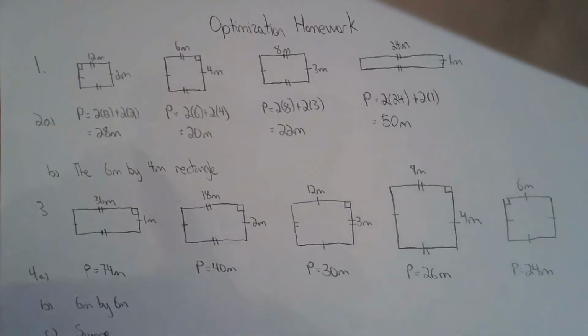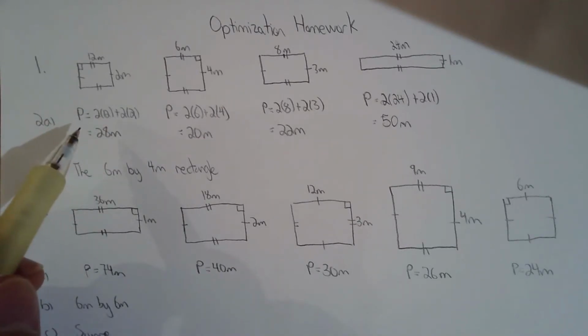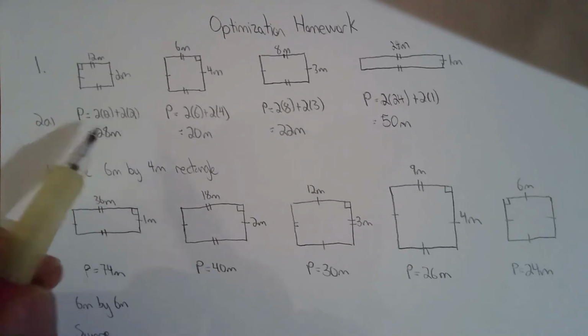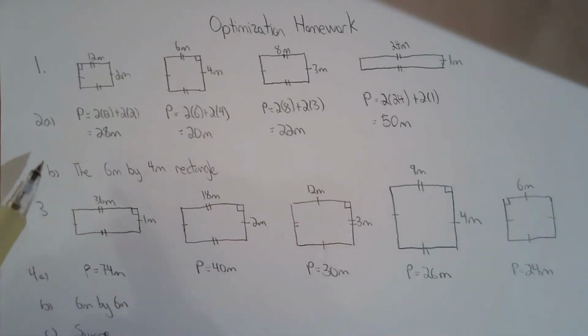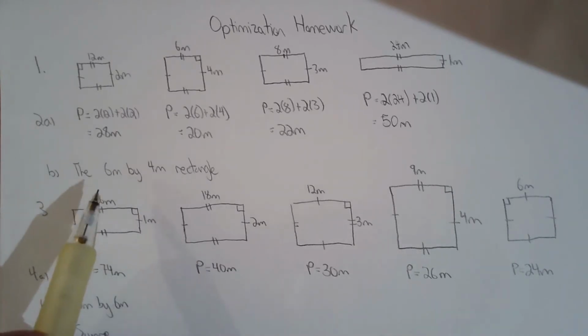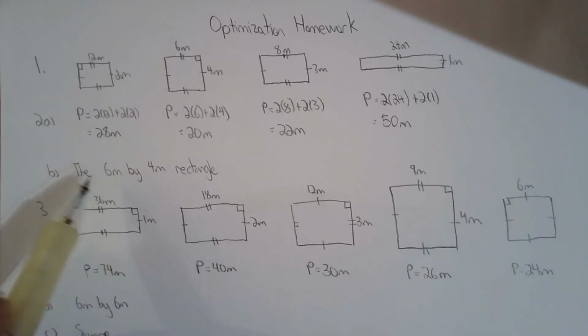And then in question 2, they ask me to find the perimeter of each rectangle in question 1. So the perimeter of a rectangle is double the length plus double the width. So I subbed it in and I solved for the perimeter of each rectangle in question 1. And then they ask me which model, or which design you can say, gives the smallest perimeter, and the one that gives me the smallest perimeter is the 6 meter by 4 meter design.